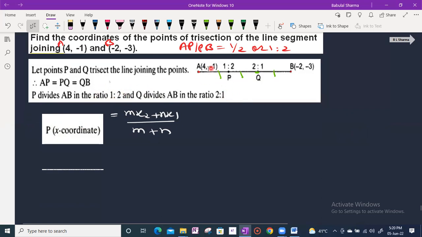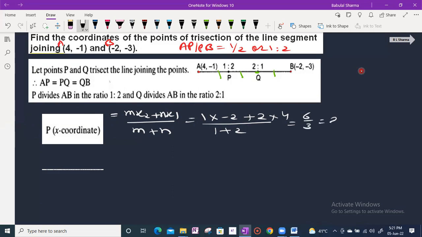And what is x1? x1 is 4, and x2 is -2. So using m is 1, -2 plus n is 2 times 4, divided by 1 plus 2, that is (-2 + 8)/3, that is 6/3, that is 2. So the x coordinate of point P is 2.